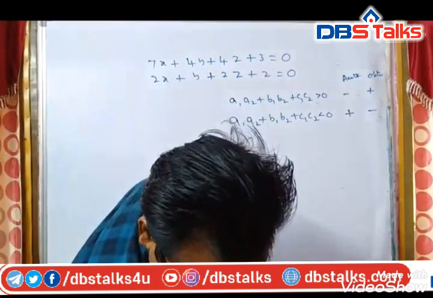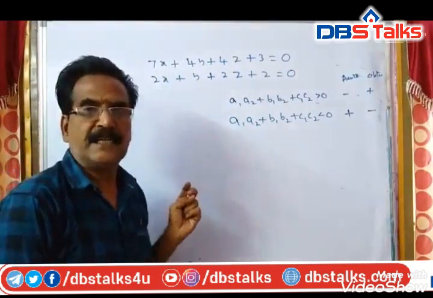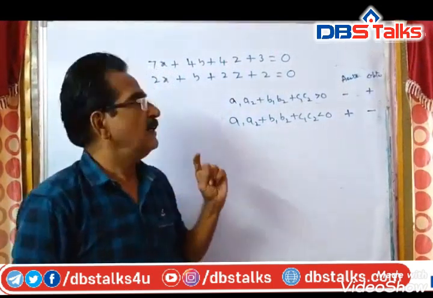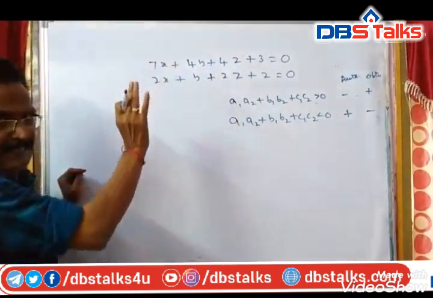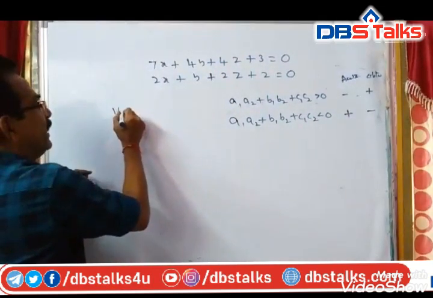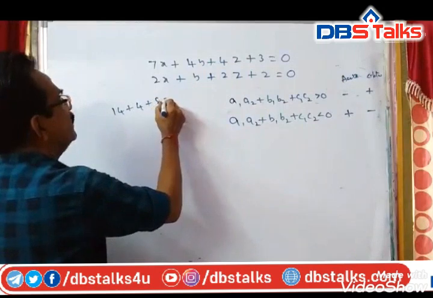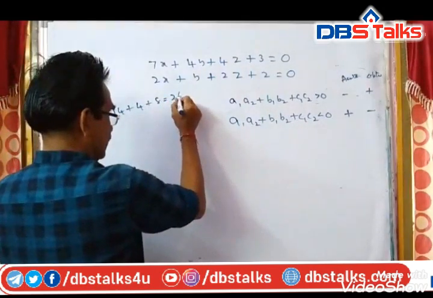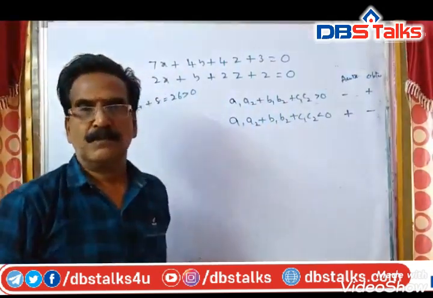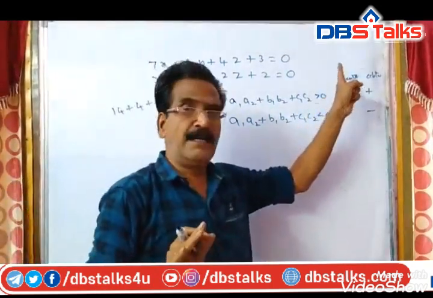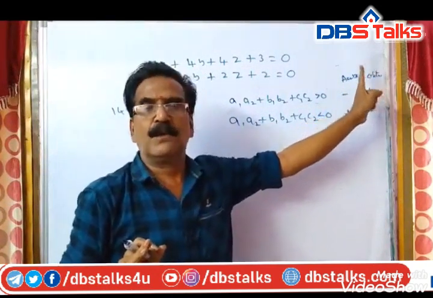Now what is the question? The equation of the bisector of the acute angle. So first let us see a1a2 + b1b2 + c1c2. All are plus. 7 times 2 is 14, 4 times 1 is 4, 4 times 2 is 8, so this is 26, which is greater than 0. So if you want the acute angle bisector, you have to take minus. If you want the obtuse angle bisector, you have to take plus.